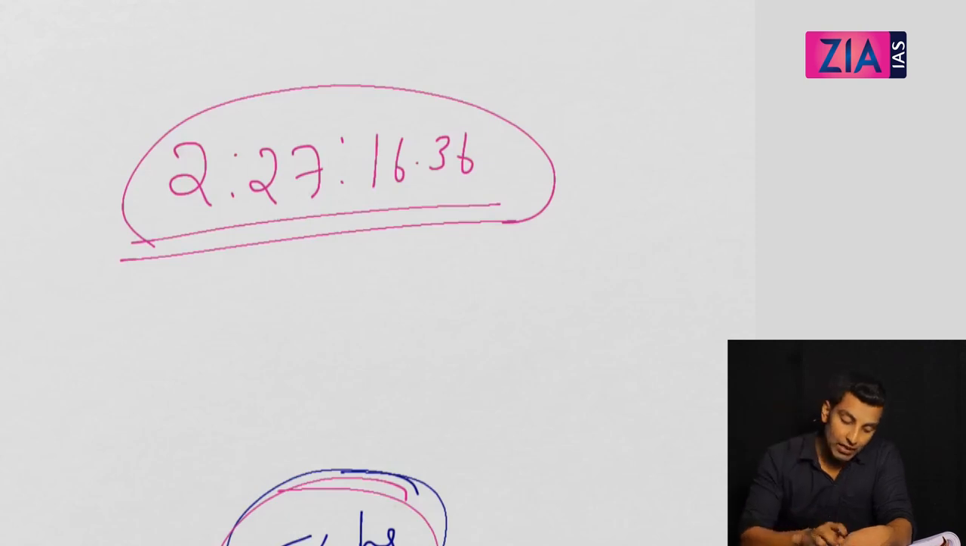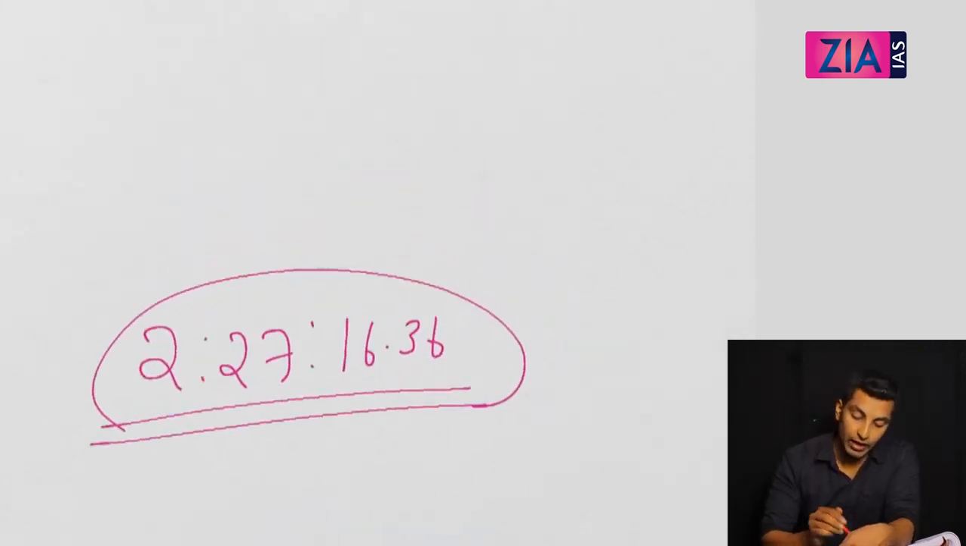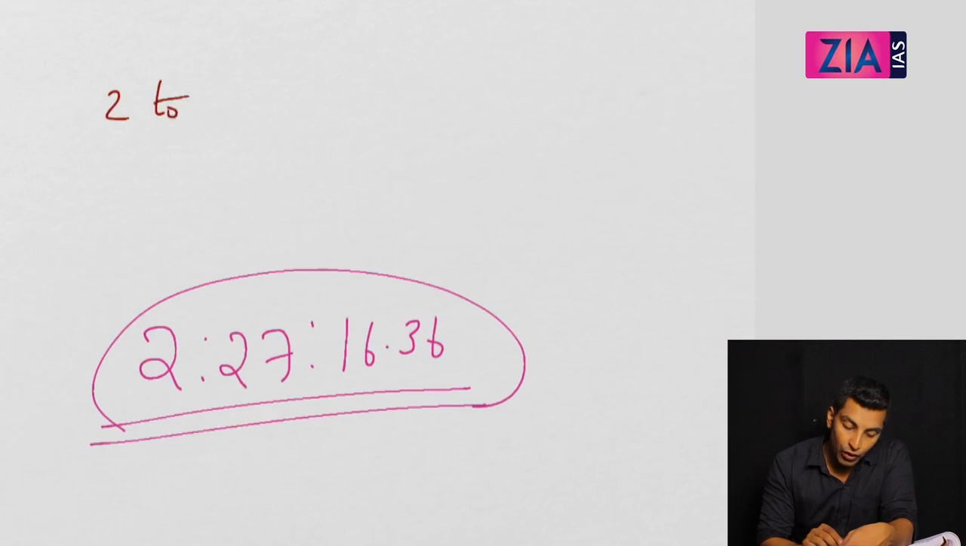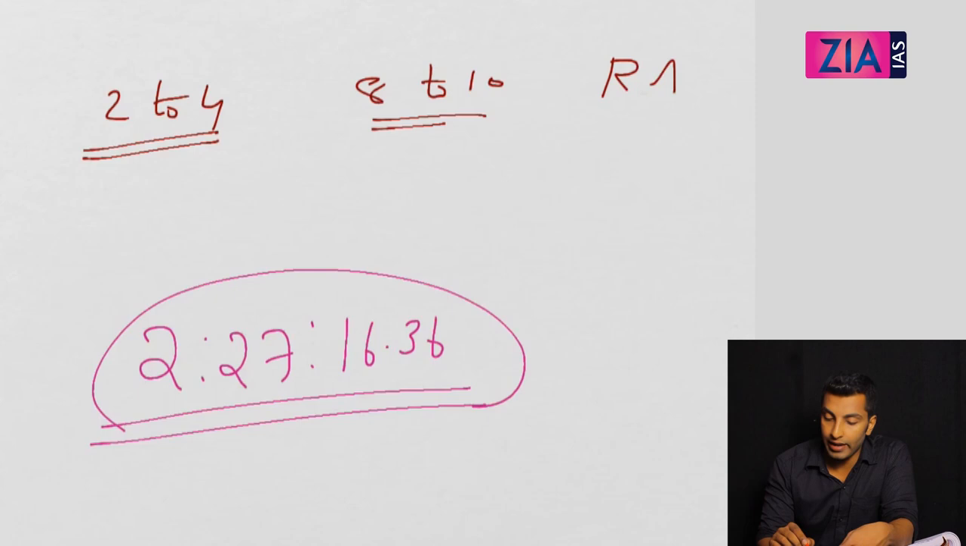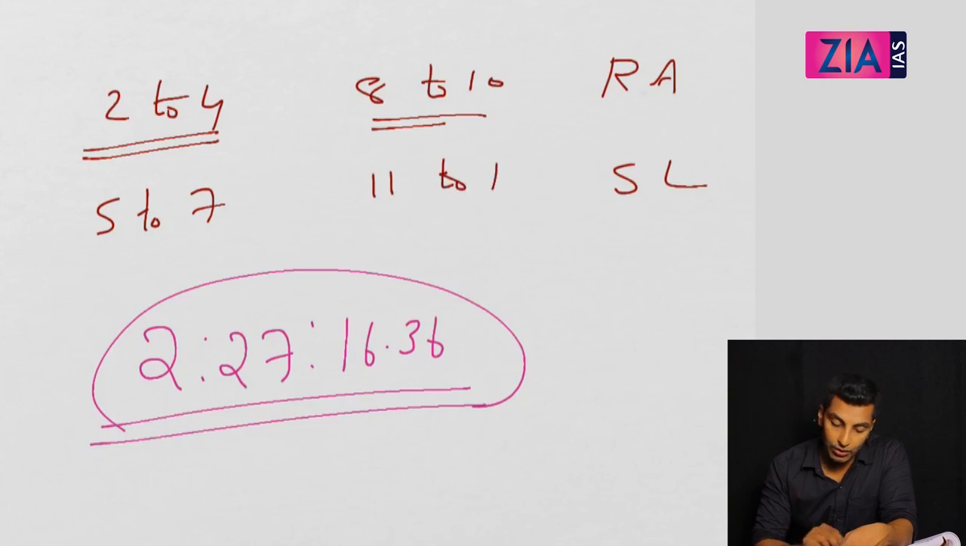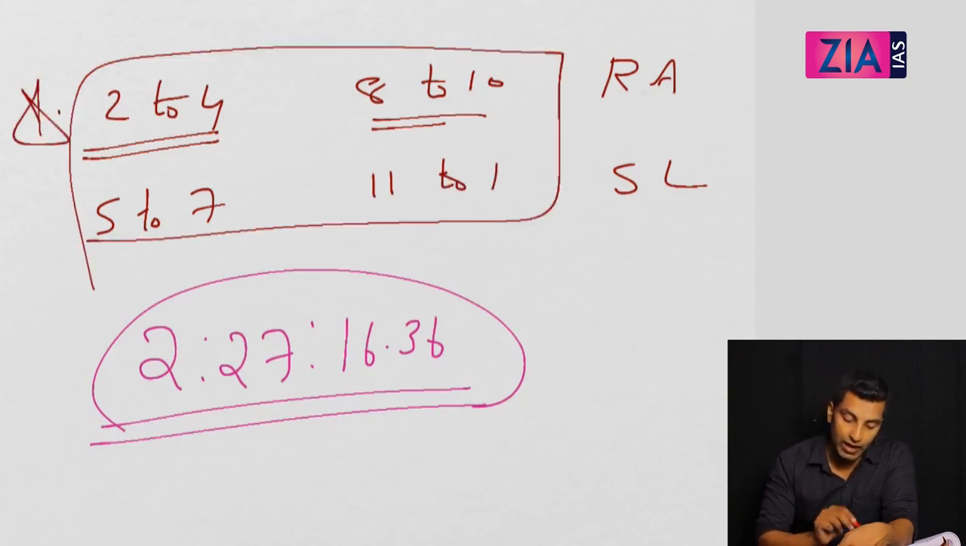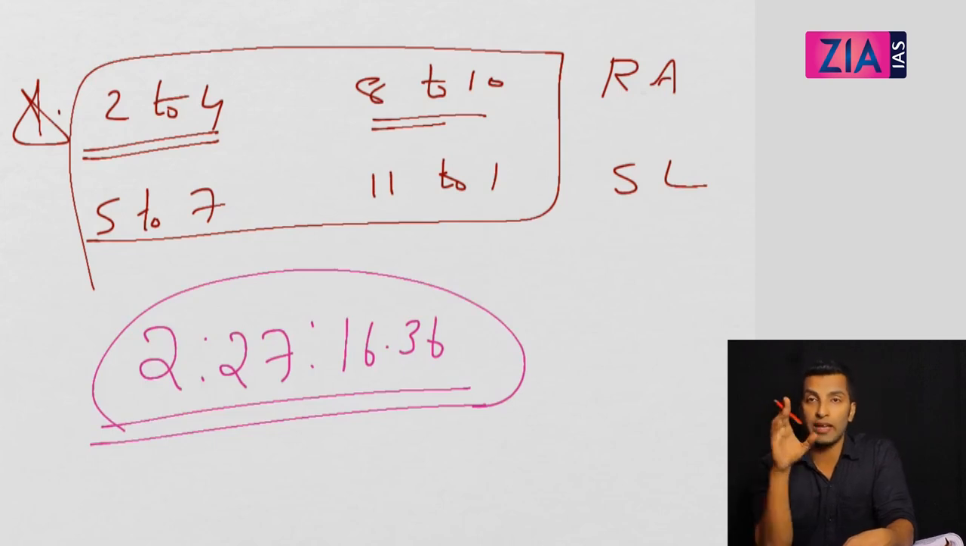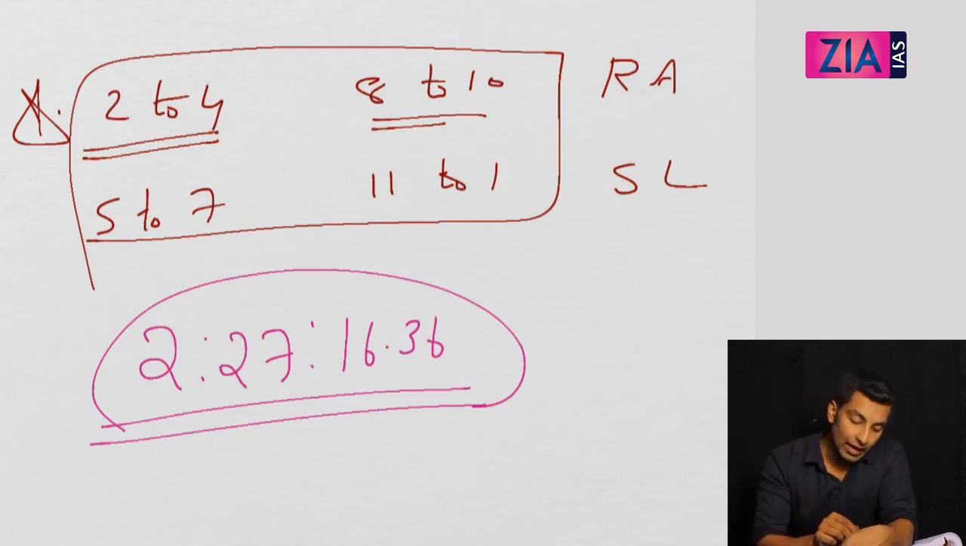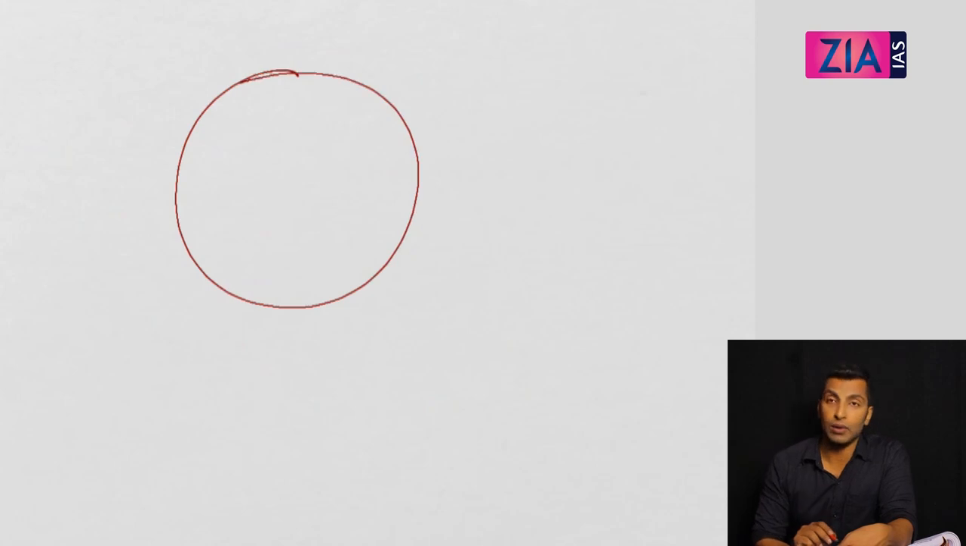This is what you need to be very careful about in right angle questions: 2 to 4 you need to be very clear, and 8 to 10. When it comes to straight line questions, 5 to 7 and 11 to 1. So these are the times that you need to be very careful. Avoid double counting if there is a question. Very easy question, but you need to know this. Otherwise, clock questions you can solve just by considering it as a circular track. So clock questions are circular track questions.